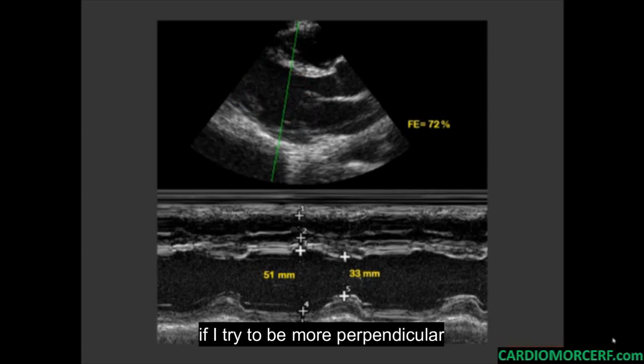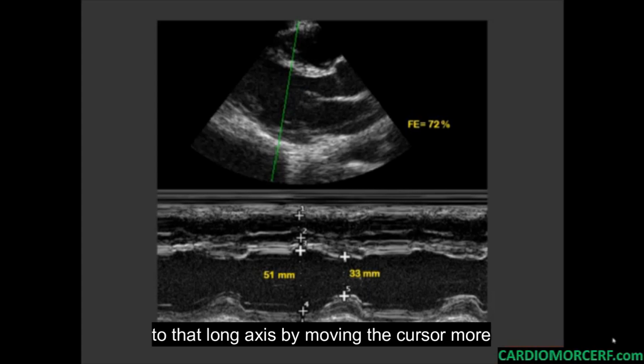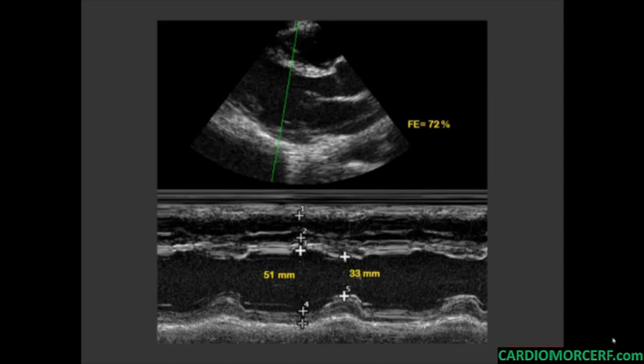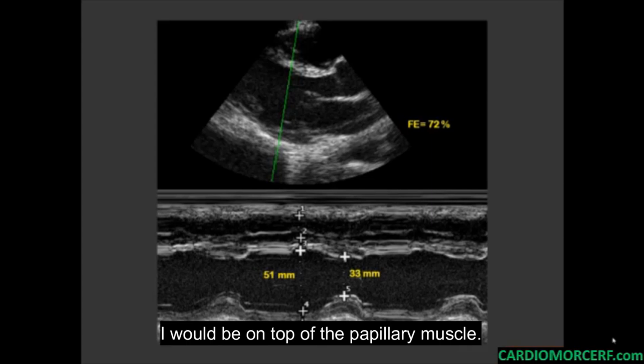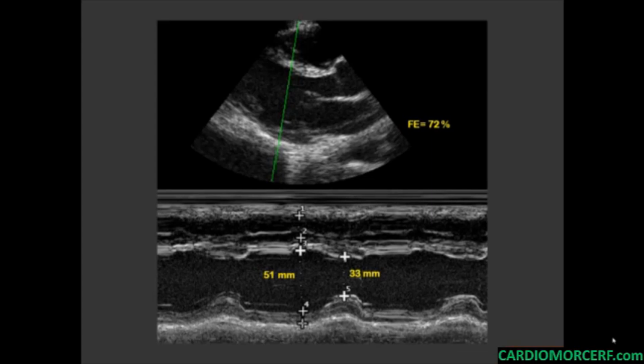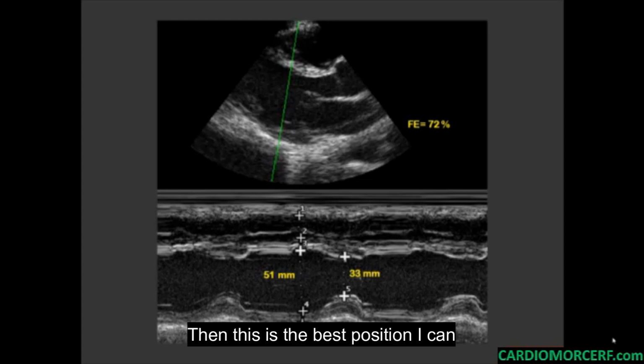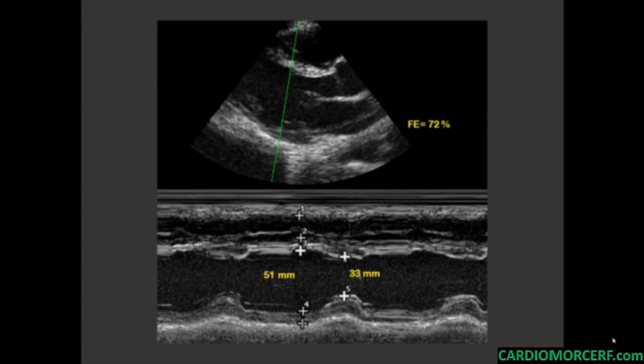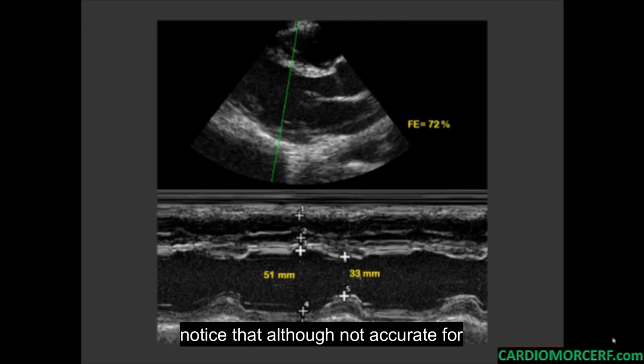If I try to be more perpendicular to that long axis by moving the cursor more apically, I would be on top of the papillary muscle. Then this is the best position I can achieve. And I know that if the patient returns next month for a comparison, I can obtain close to the same location the measurement. Notice that although not accurate for volume analysis, this measure is very precise.